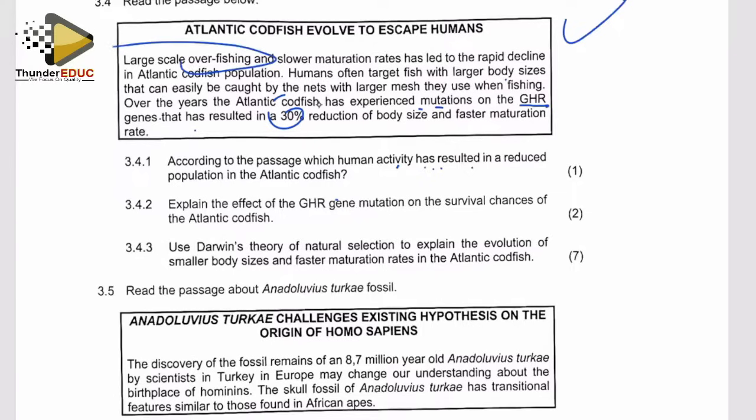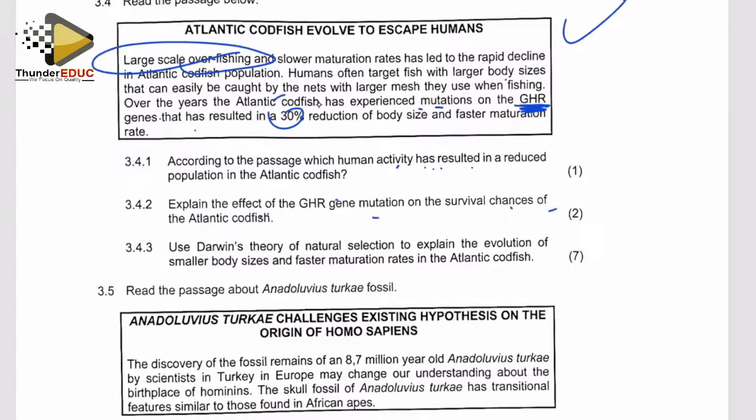Basically, if we see that there is large scale overfishing, then they are saying, explain the effect of GHR gene mutation on the survival chances of Atlantic codfish. So basically, what is the effect of this mutation on the survival?